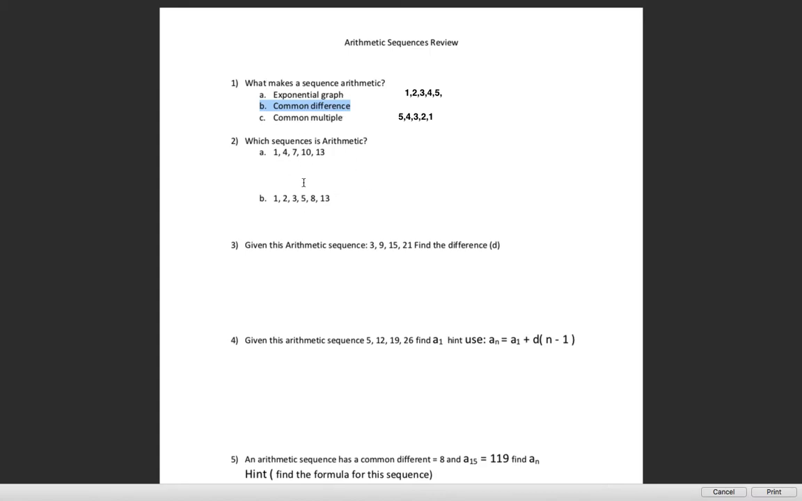Now, to find which sequence is arithmetic, you have to actually find the difference. If the difference between the terms is the same, then we're dealing with an arithmetic sequence. If they're different, then it's not an arithmetic sequence, and it's going to be no. So we're going to take A3 and minus it from A2. So A3 is our third term, 7, take away our second term, 4. And what does that equal? That equals positive 3, keeping that in mind.